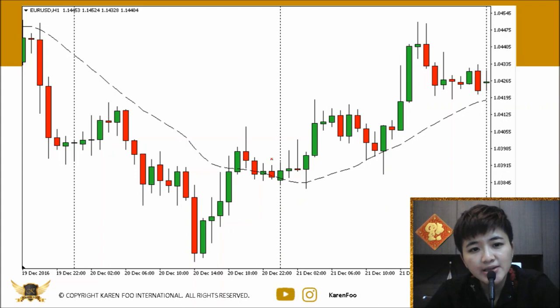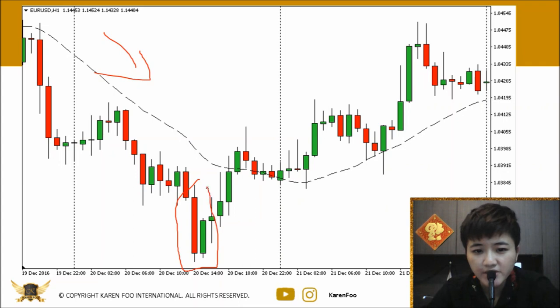Let me give you an example, euro dollar. Can you find where the bullish harami pattern is? I know you can't see the moving average here, but this is a downtrend, okay? Initially, the price is in a downtrend. And then you see your bullish harami pattern. Of course, this one not as ideal.